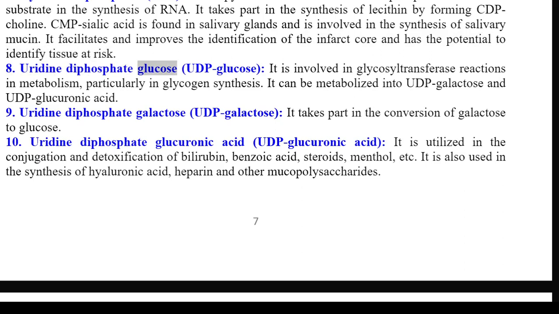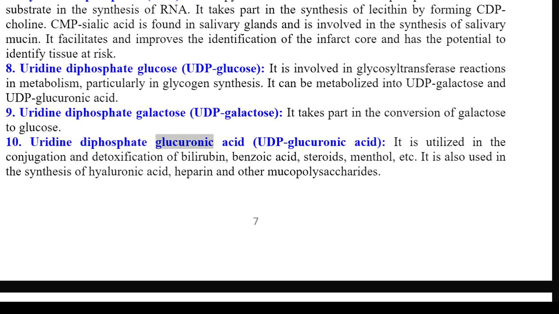8. Uridine diphosphate glucose, UDP glucose. It is involved in glycosyltransferase reactions in metabolism, particularly in glycogen synthesis. It can be metabolized into UDP galactose and UDP glucuronic acid. 9. Uridine diphosphate galactose, UDP galactose. It takes part in the conversion of galactose to glucose.